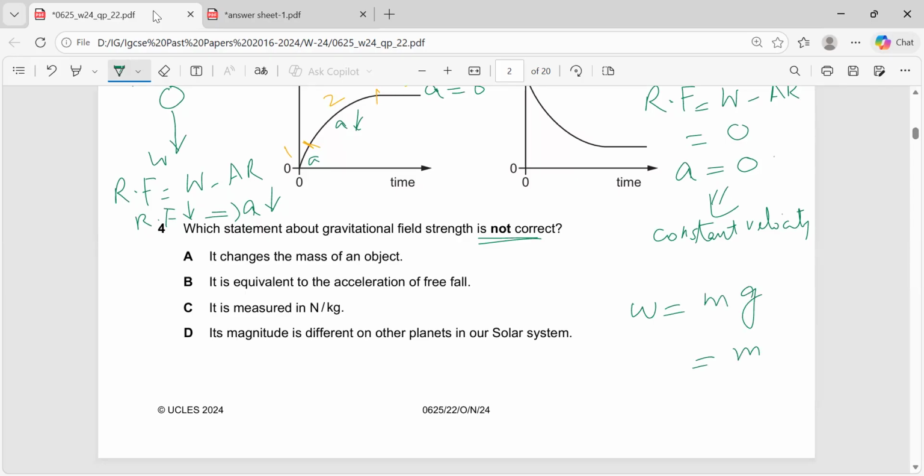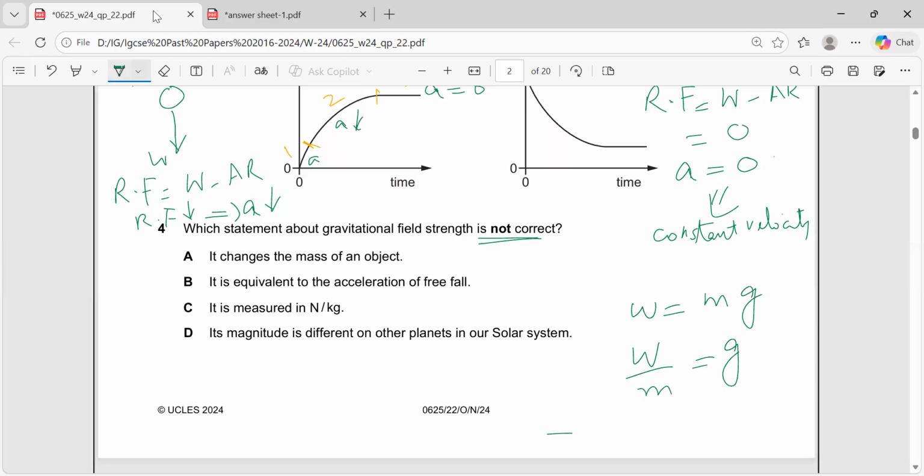So M is equal to W over G. Sorry, it is not M, it is actually gravitational field strength. So we have to make G the subject of the equation, W over M. So gravitational field strength G has a unit of Newton per kilogram. The statement that it changes the mass of an object is not correct. It is equivalent to acceleration of free fall, measured in Newton per kilogram.